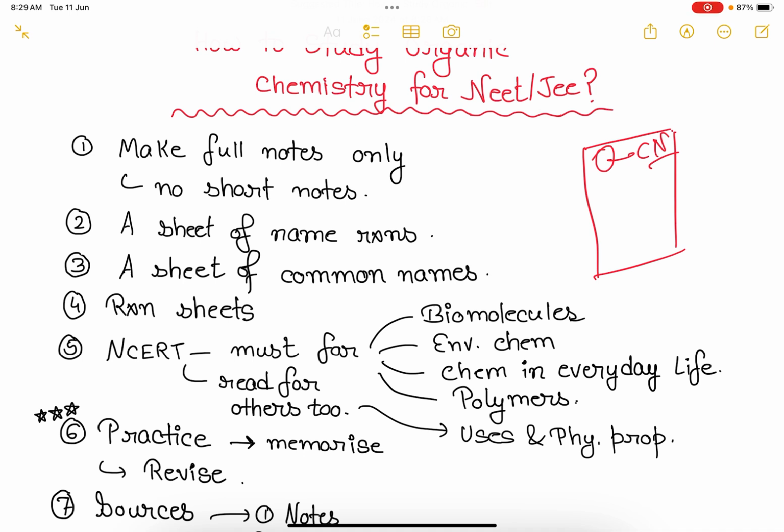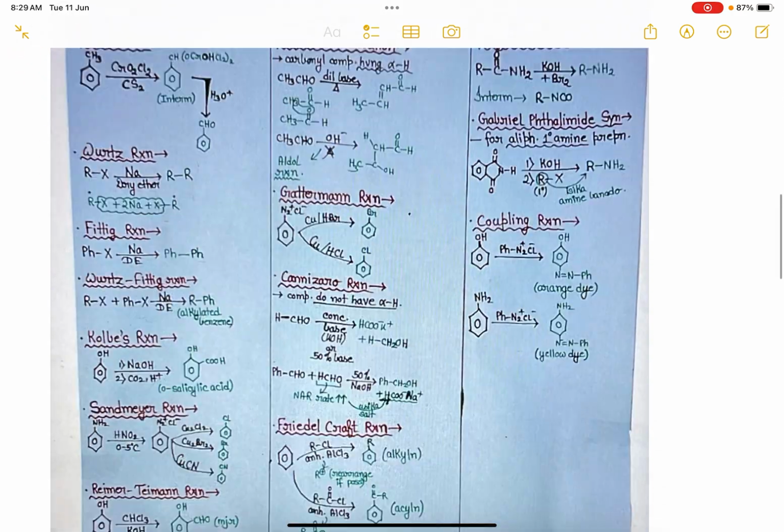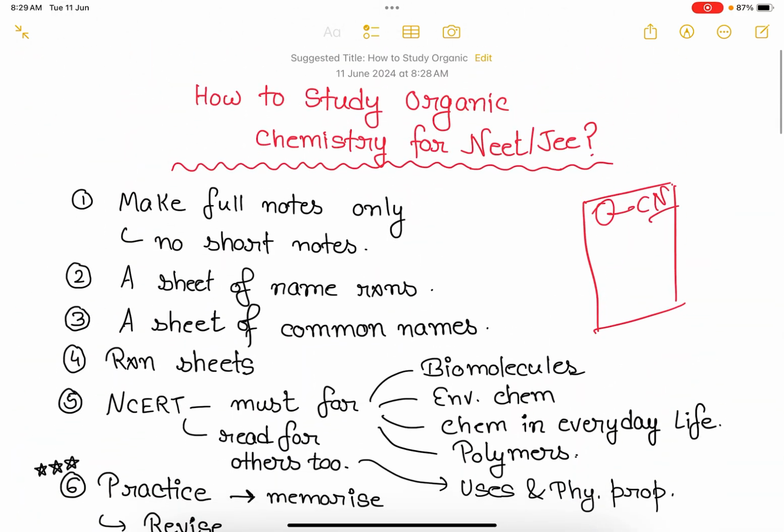The first four points are very important: you have to make only full notes, no short notes, and I will show how to make the full notes in the coming videos. Then a sheet of name reactions, that I have just shown you over here. This is a sheet of name reactions, and then you have to make a sheet of common names. You can make it at the back of the full notes copy, and then you have to make the reaction sheet.